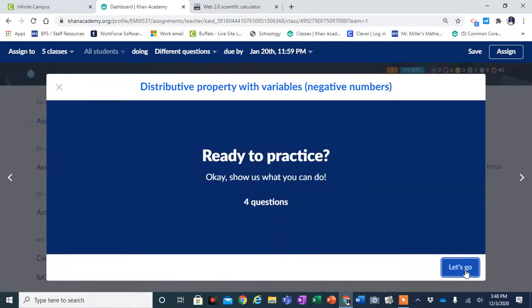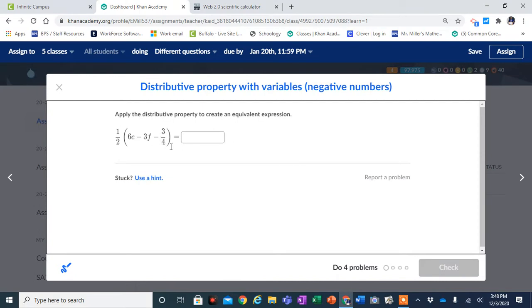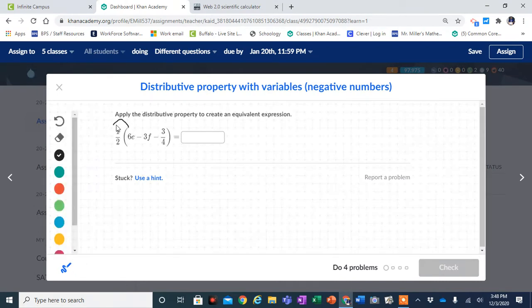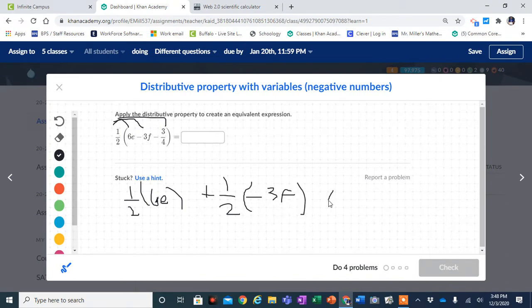Okay, so for this one, we need to multiply everything by a half. So it's going to be 1/2 times 6e. It's going to be positive 1/2 times negative 3f. And it's going to be positive 1/2 times negative 3/4. So half of 6 would be 3, so that's 3e.